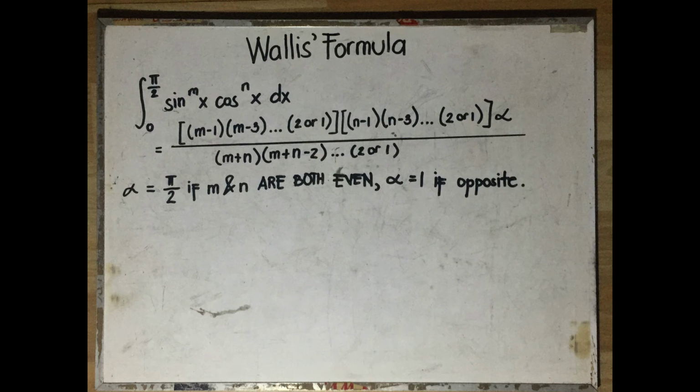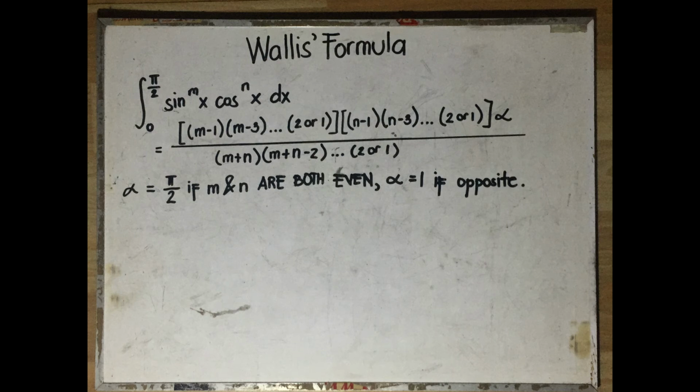Multiply to the overall quantity of the quantity of n minus 1 times the quantity of n minus 3 and so on, 2 or 1. Then, multiply to alpha over the quantity of the sum of m and n times the quantity of m plus n minus 2 and so on, 2 or 1. Wherein if m and n are both even, then alpha is equal to pi over 2. And if otherwise, alpha is equal to 1.